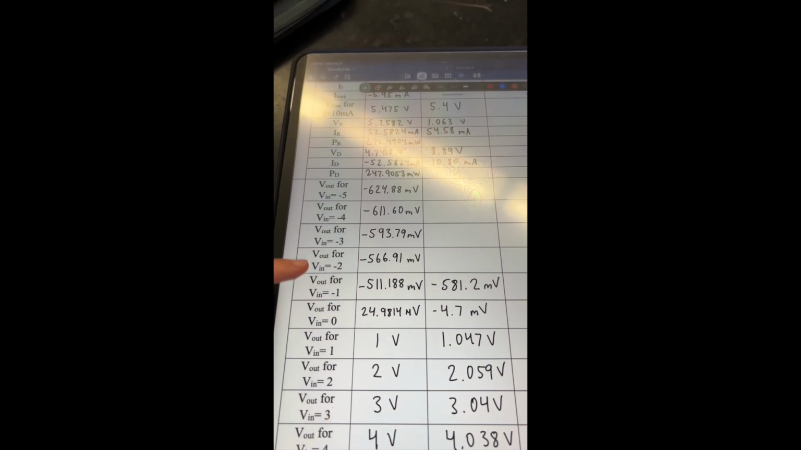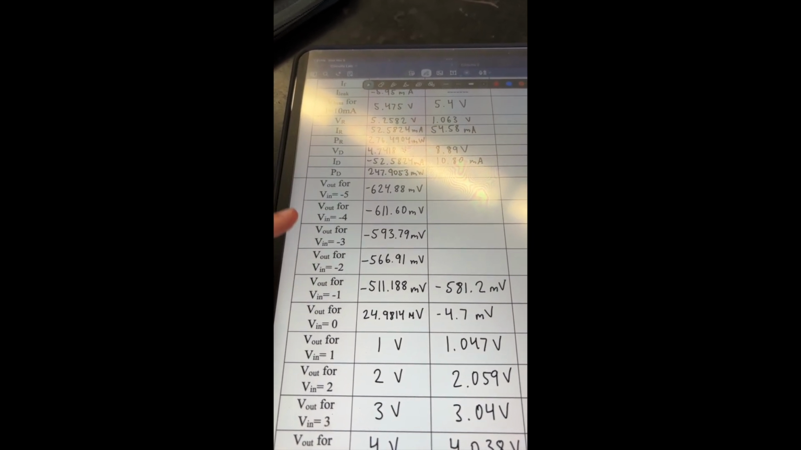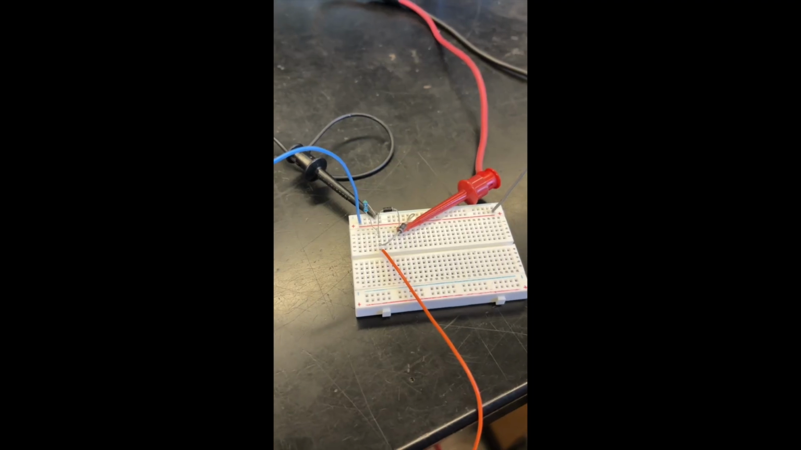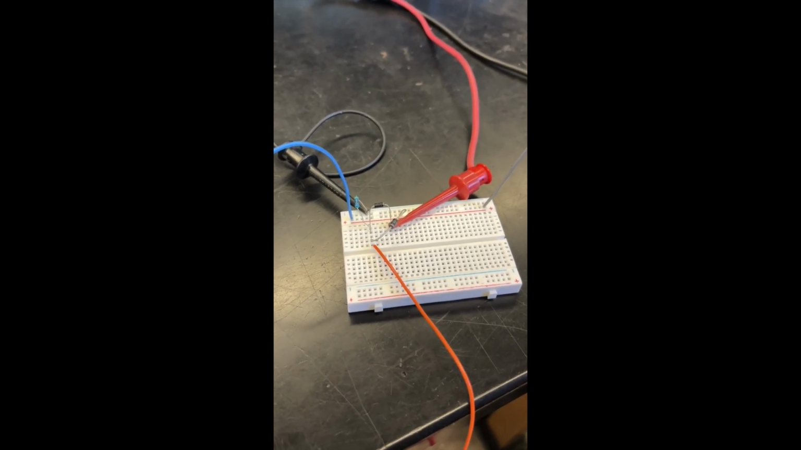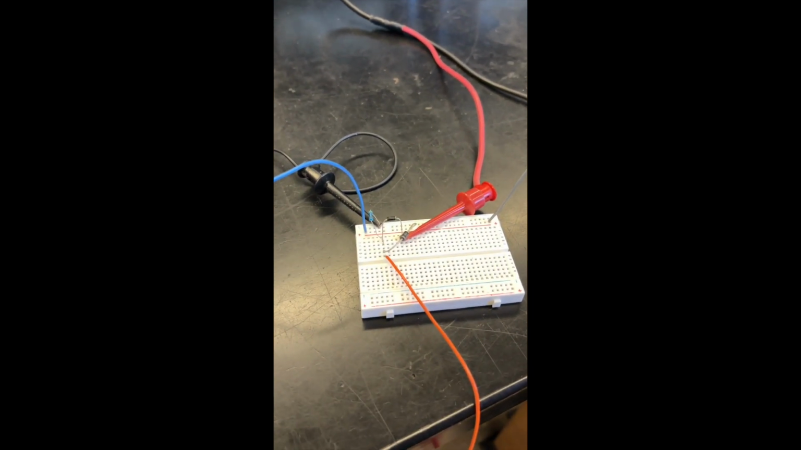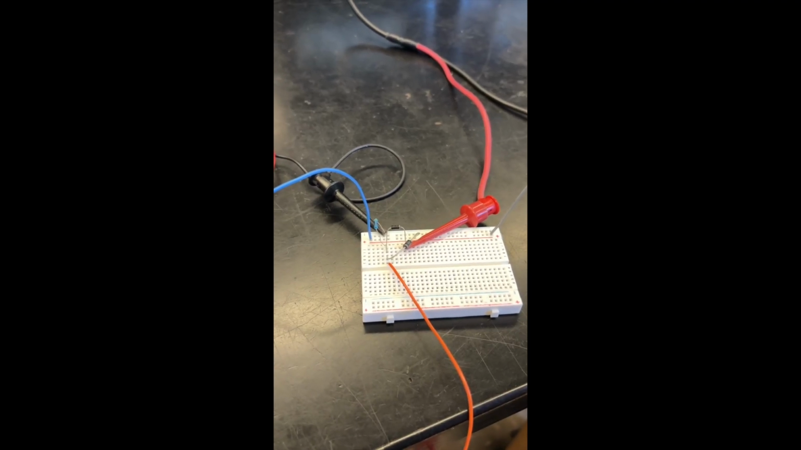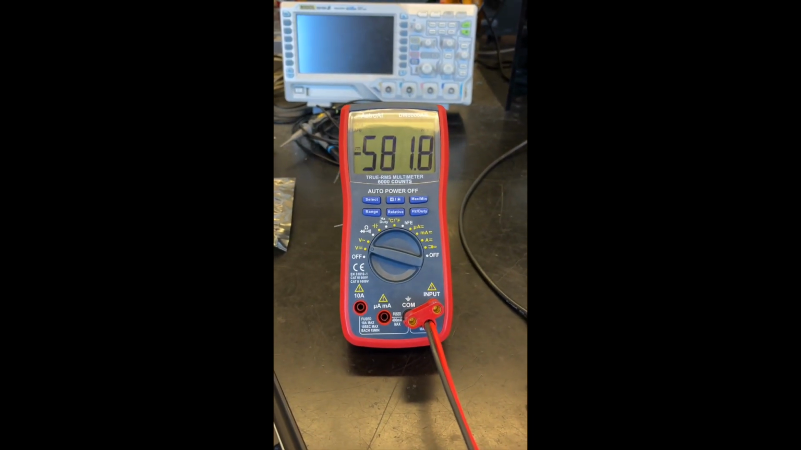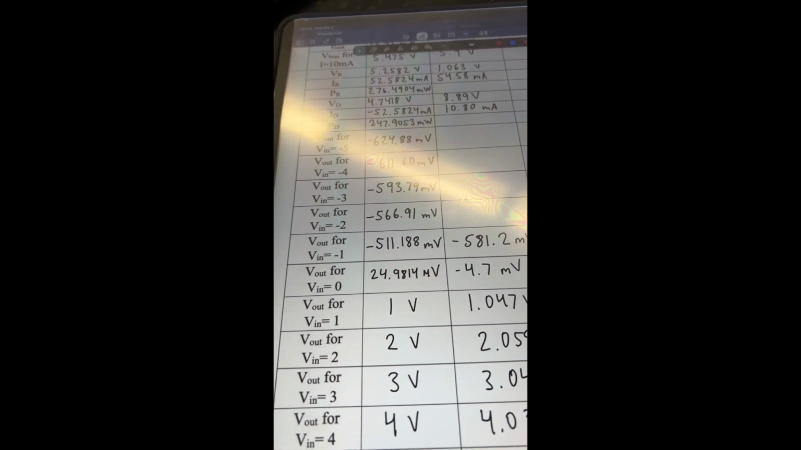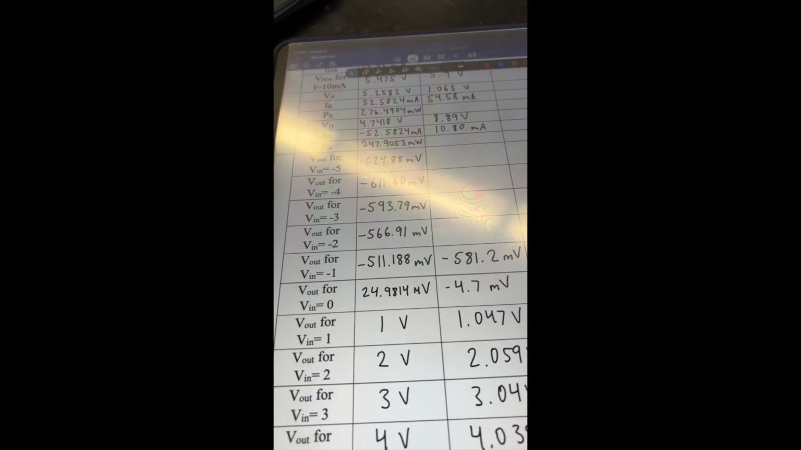All right, now I'm at the part of the DC sweep where I'm analyzing negative VINs. In order to create a negative VIN with my power supply, I flipped the polarity of the wires in my circuit. So technically I'm supplying 1 volt, but since I've switched the wires around, now it's negative 1 volt to the circuit. And I'm measuring a V out of negative 581 millivolts. In my simulation, it gave me negative 511 millivolts.